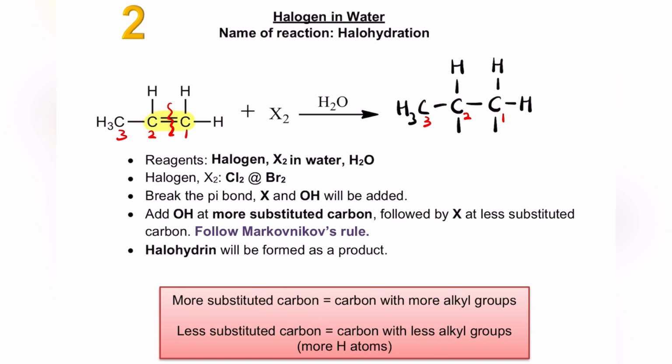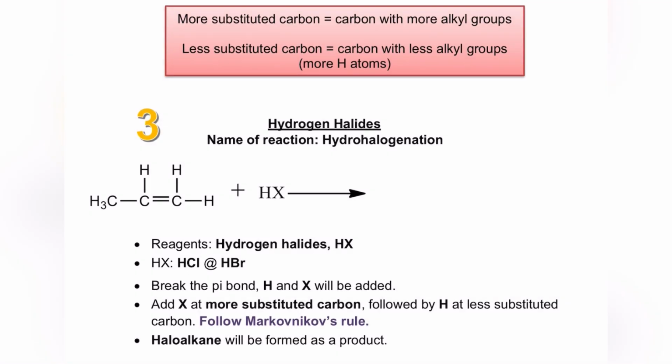So, di sinilah OH akan attach. So, saya akan tambah OH dekat bahagian carbon 2. And then, untuk carbon 1, dia akan attach kepada X. Okay. So, inilah awak punya nama produk yang kita panggil sebagai halohydrin. Okay. So, itu adalah untuk halogen in water. Follow Markovnikov's rule.